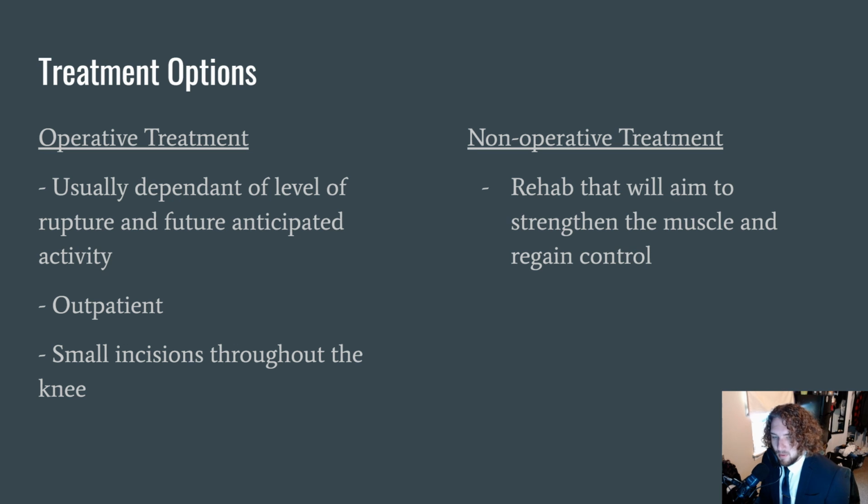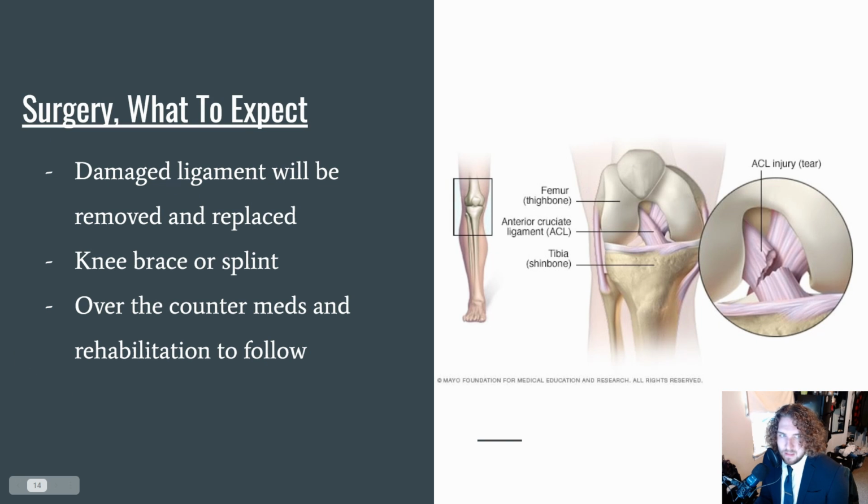So we're going to talk about both of these moving forward. First, we're going to talk about surgery. For surgery, there's a handful of things that you can expect. The damaged ligament will be removed and replaced. This is called a graft. They will take out the ACL and replace it with another tendon from somewhere else in the body.